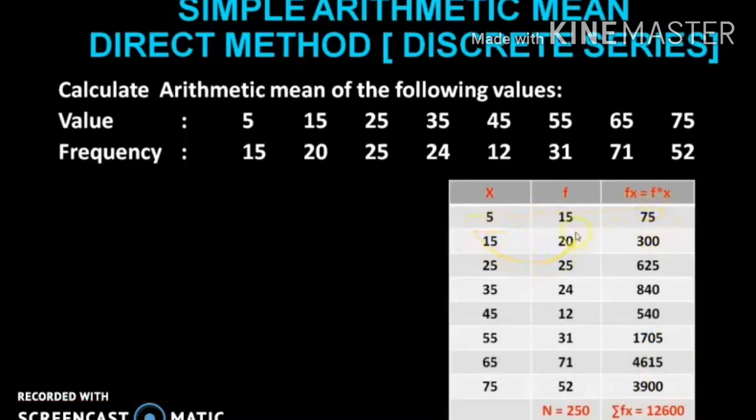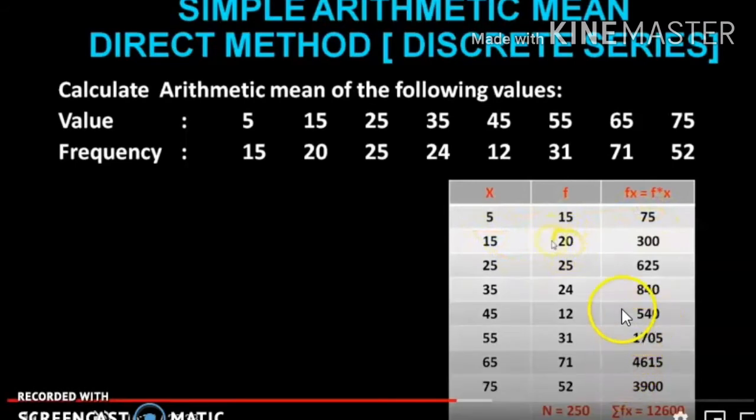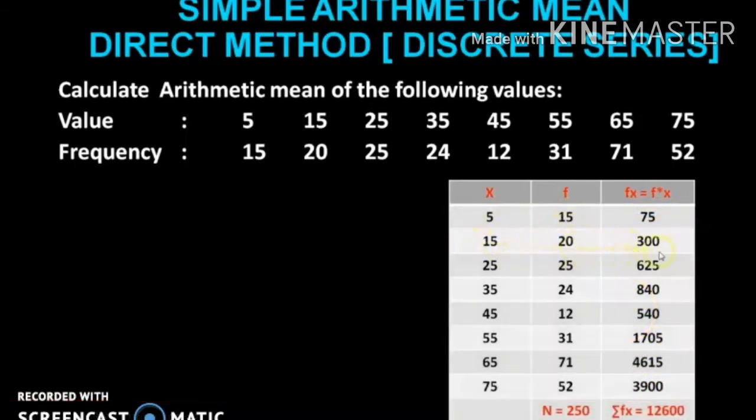Then you will be finding the total of frequencies. So you will be getting the total of frequencies as n equal to sigma f, that is n is equal to 250. So you have done the calculation. Next you are just substituting the values in the formula and finding the answer.